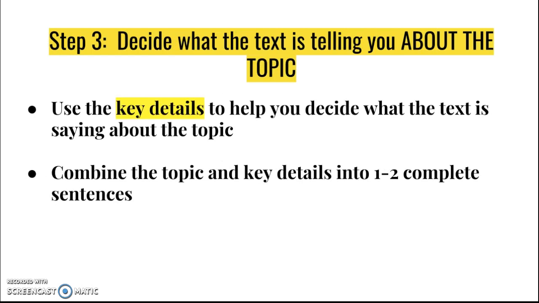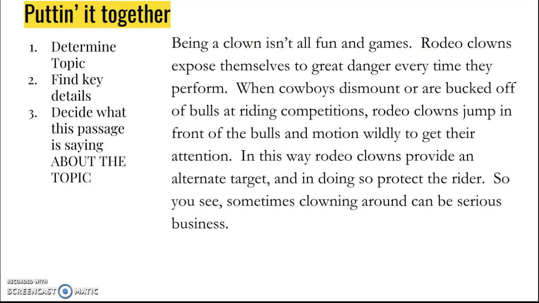Step 3. Once you've figured out what the key details are, decide what the text is telling you about the topic. So you're going to use those key details to help you decide what the text is actually saying to you, what it's trying to get you to understand. You're going to combine the topic and the key details into 1 to 2 or maybe 3 complete sentences. But what does it all mean, children? Okay, let's put it all together.